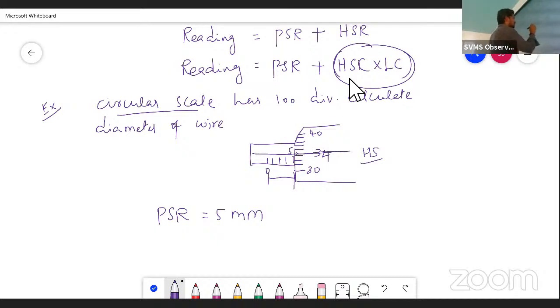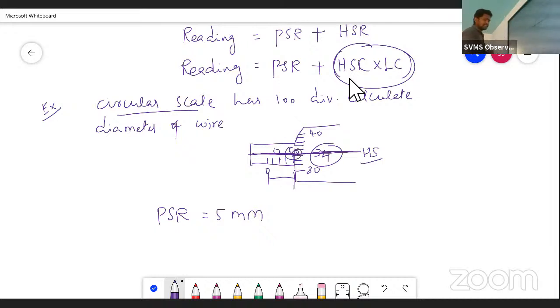Listen to me. This line is coincident with the reference line. The pitch scale reference line is the pitch scale 0 value. Which division is coincident with the reference line? The 34th line of the head scale coincides with the reference line of the pitch scale.